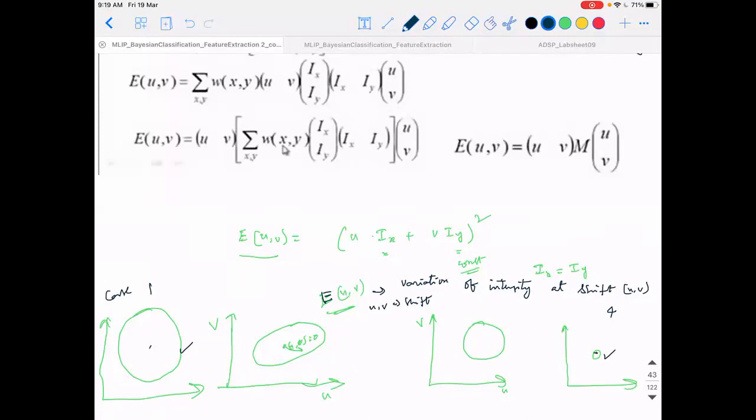My axes are not aligned, but let me align them in some cases. Okay, this is u comma v. So this is again u comma v. That means for different shifts, I'm trying to quantify how much intensity variation I am getting in that image. That's what I'm trying to see. And if I see that, what I got is this.